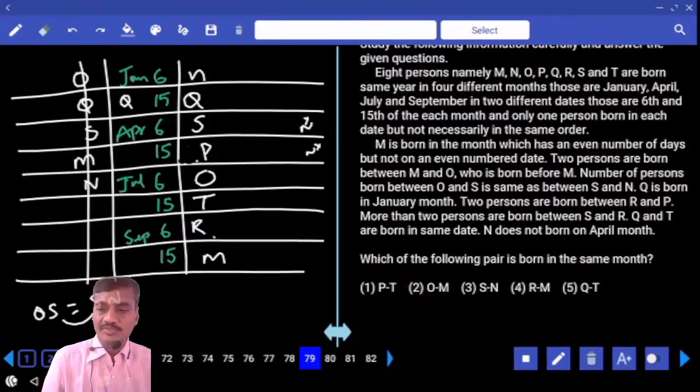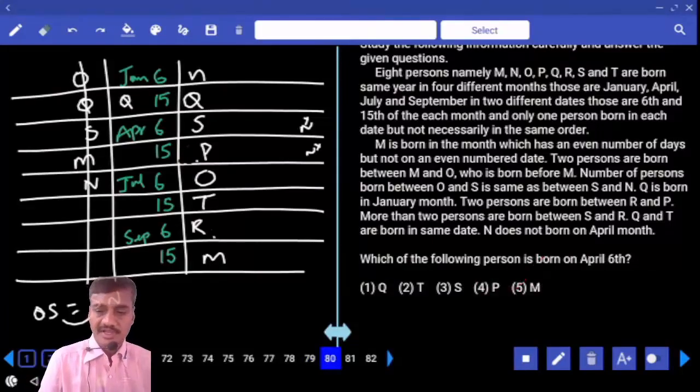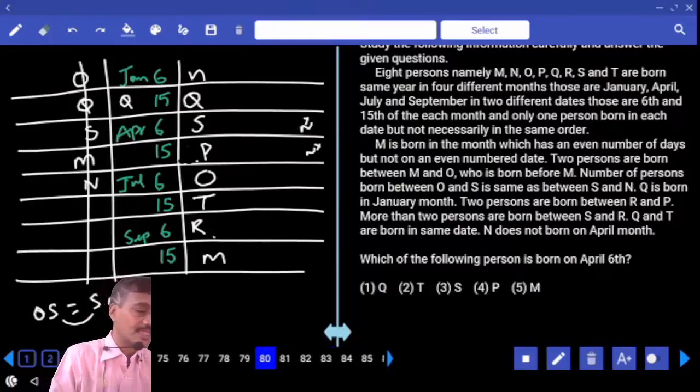And which of the following pair is born in the same month? P and T, are they born in the same month? No. O and M, different month. S and N, different month. R and M, yes, same month, that is choice 4, 79. And 80th, which of the following persons is born on April 6th? 6th of April, there is S. Yes, that is choice 2. Choice 3, question number 80.